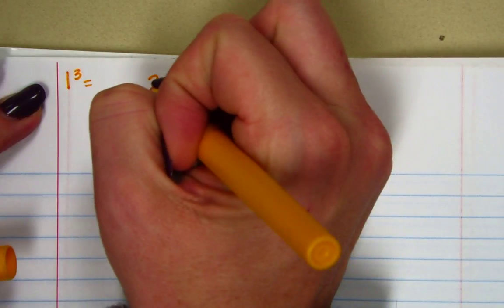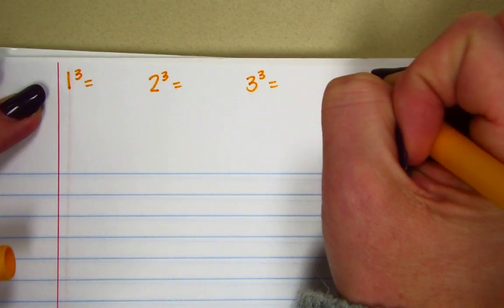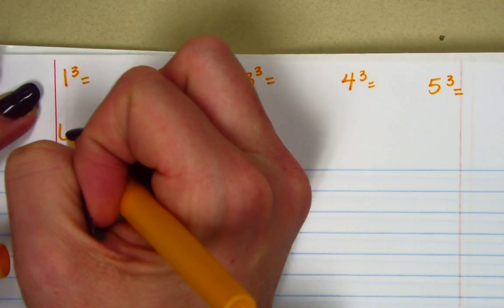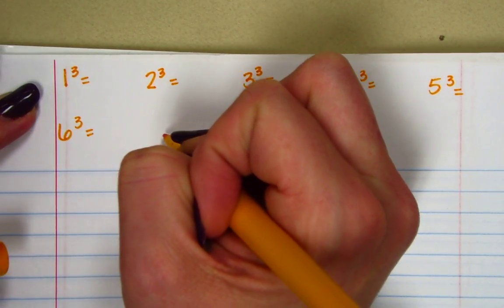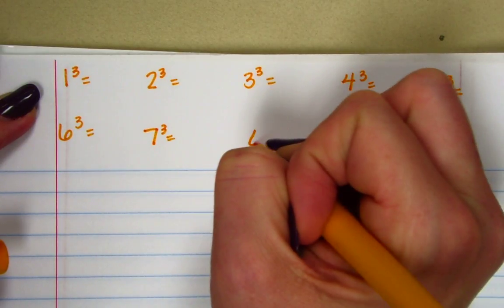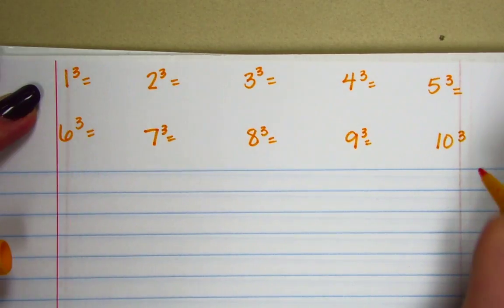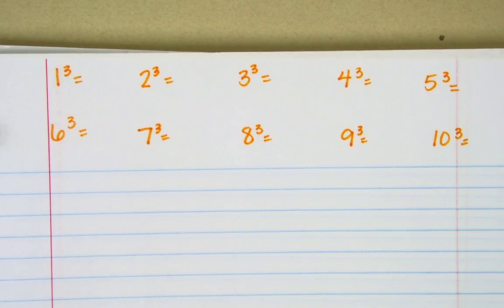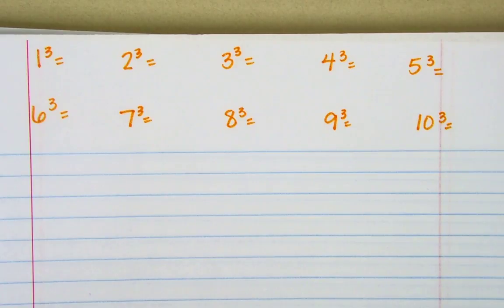1 cubed, 2 cubed, 3 cubed, 4 cubed, 5 cubed, 6 cubed. We're going to fill these in. 7 cubed, 8 cubed, 9 cubed, and 10 cubed. Okay, these are rules. There are numerical answers to these. We're going to write them down so that we have them ready to make our lives easier. We don't have to figure it out every time.